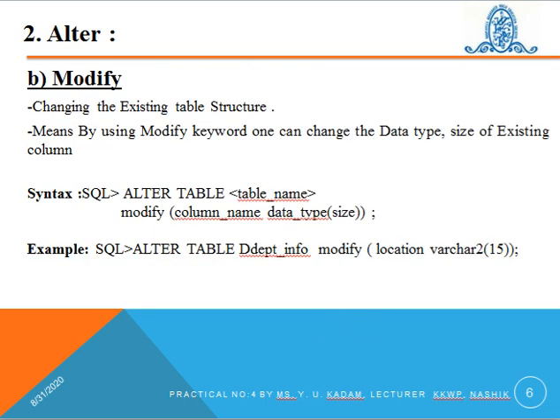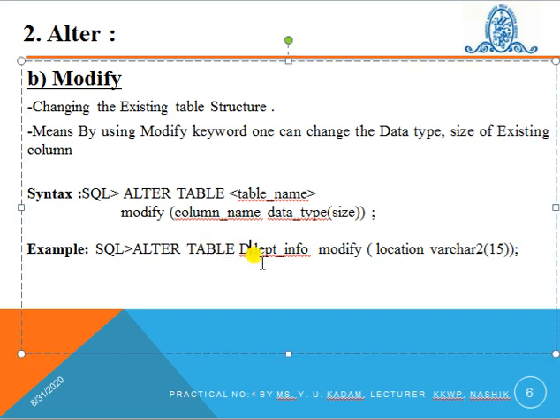Then after that we have the second keyword of the alter command, modify. This modify keyword is used to change the data type and size of the existing column. Its syntax is alter table name, then write down the keyword modify, then the column name that we have to modify. This is the existing column, its data type and size. So we have to mention the new data type and size for the existing column name. So I am giving alter table dept info modify location varchar2 of 15.